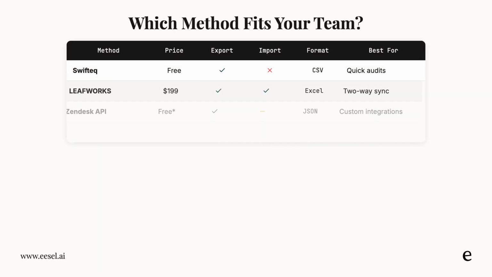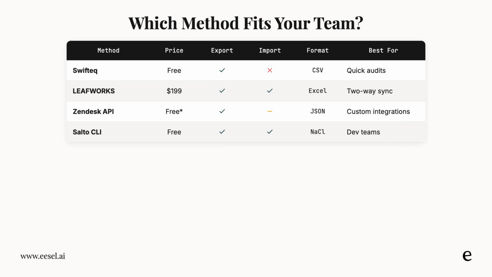Swifteq is the best choice for quick audits and backups. LEAFWORKS is ideal when you need two-way sync or multi-language editing. The API suits dev teams building custom integrations. Salto fits teams that want full version control over their Zendesk configuration.